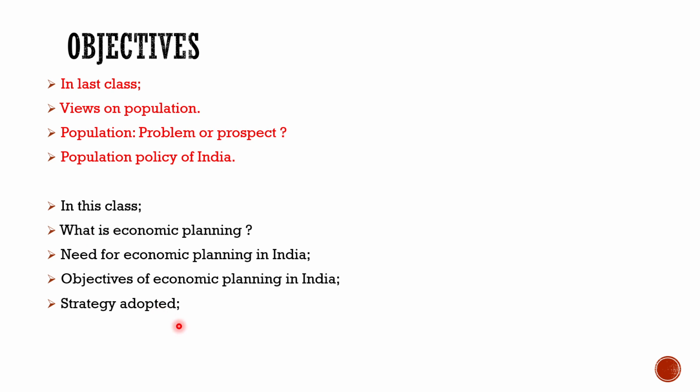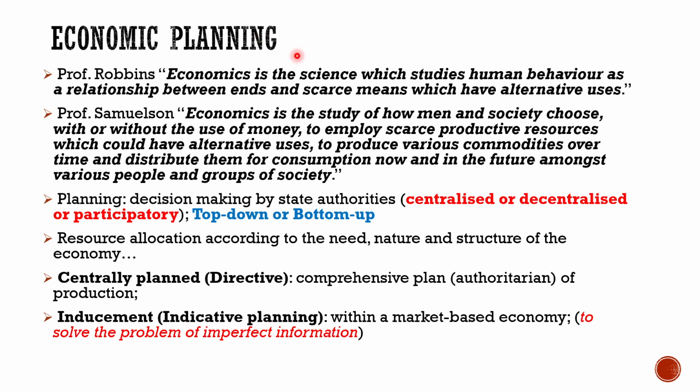Now what economic planning is, we can get a gist from two definitions of Professor Robbins and Samuelson. Economics is the science which studies human behavior as a relationship between ends and scarce means which have alternative uses. So we have limited resources, scarce means, and unlimited wants or ends, and these scarce resources can be used alternatively. Someone will have to decide where to use these scarce resources first.